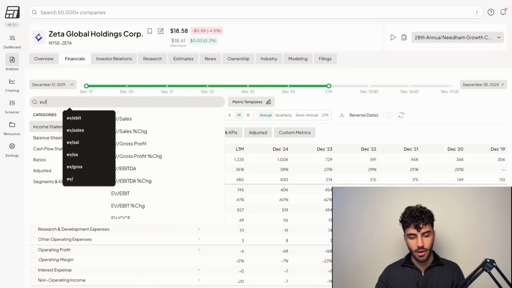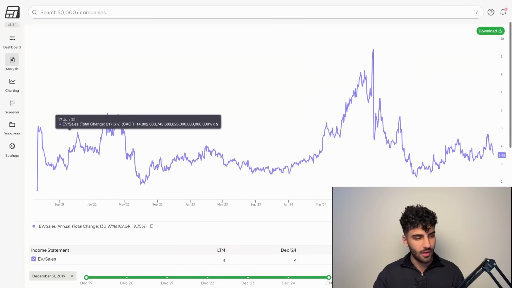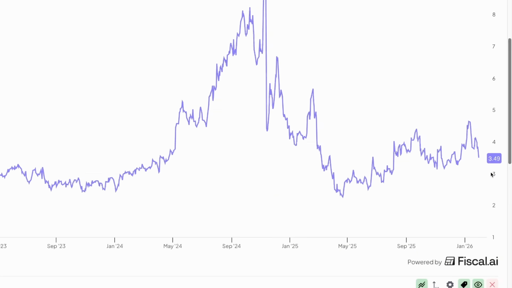And so the reason why I continue to buy Zeta over some of those other ideas is because I wholeheartedly believe in the long-term potential of this business. And I think it's extremely undervalued relative to those other options. If we jump over to fiscal and we toggle on something like the EV to sales ratio, you could see that earlier today it closed out at roughly 3.5 times EV to sales.